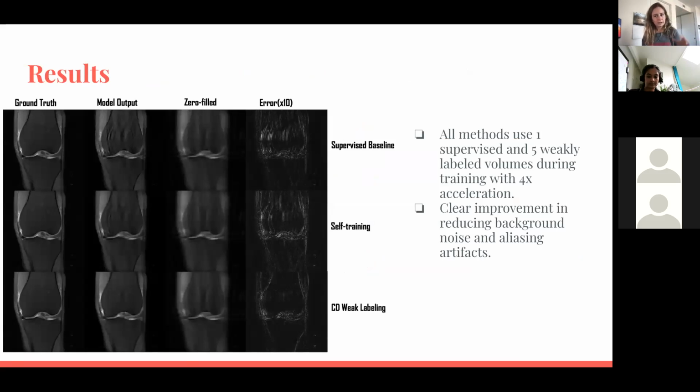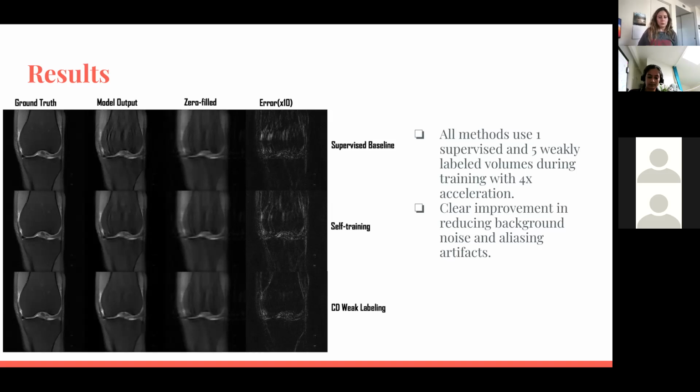This is a pretty limited data setting, which means we're using only one supervised volume from one patient and one weakly labeled volume, for 4x acceleration, so 4 times undersampling of k-space. On the left side, you see the ground truth. The second column is the model output, and the third is the input to the network, which is the zero-filled undersampled data after taking the inverse Fourier transform, and the error is between the ground truth and the model output.